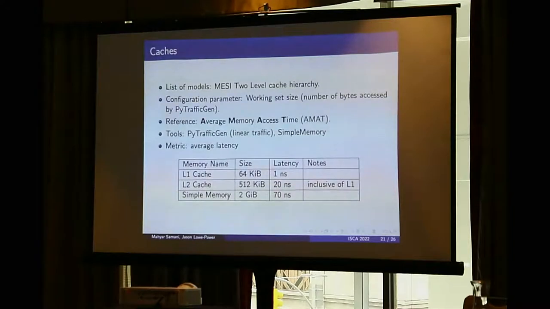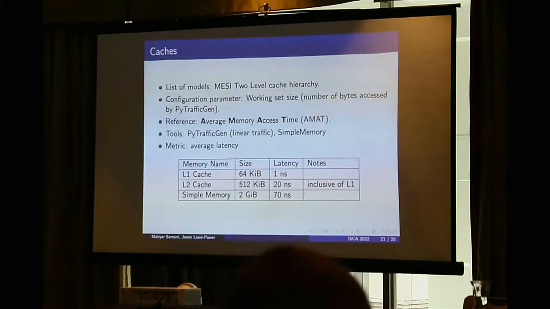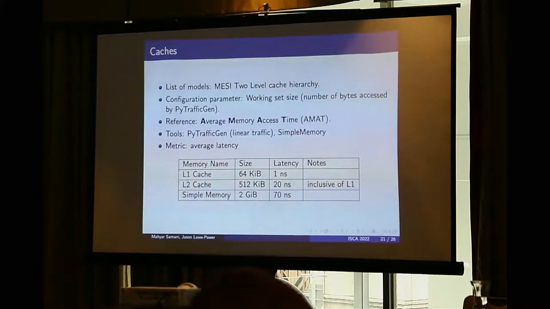Next up are caches. This is a little bit more complicated experiment. The component under test is a cache hierarchy configured using Ruby caches in Gem5. It's a two-level cache hierarchy with the MESI protocol. As a reference, we're going to use the mathematical equation for average memory access time. Basically, we're going to look at the functionality of caches, which is to hide latency, and see if the caches in Gem5 are doing that.